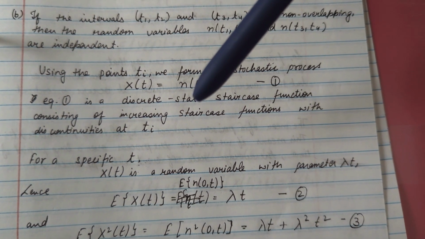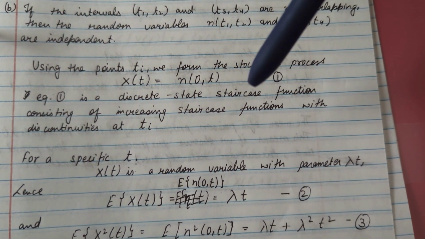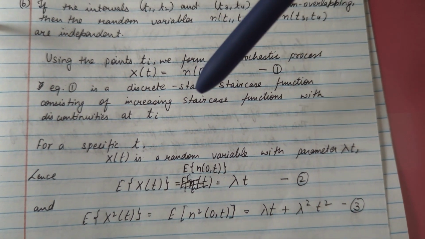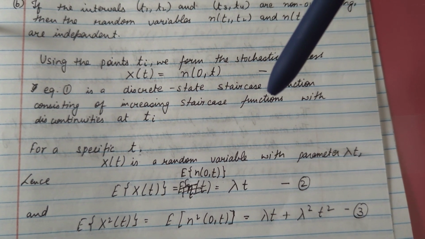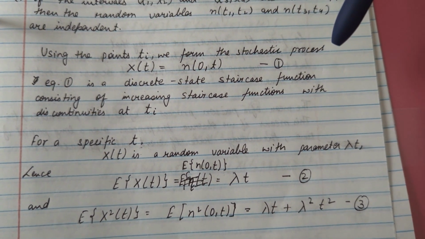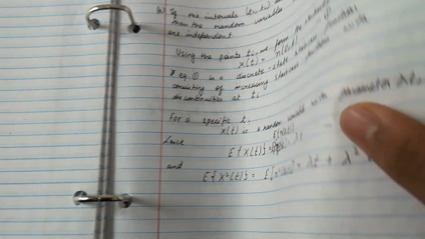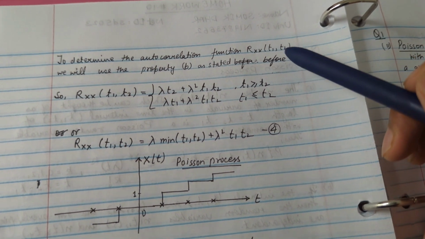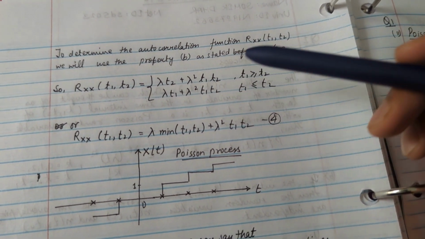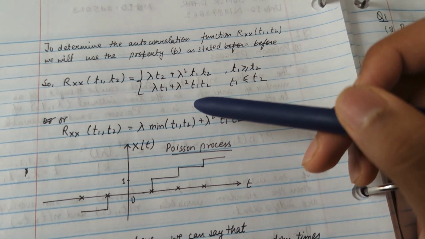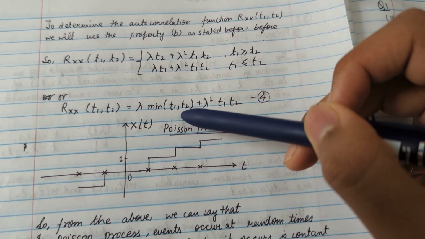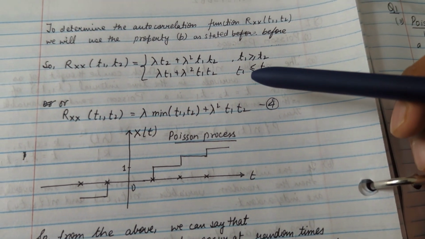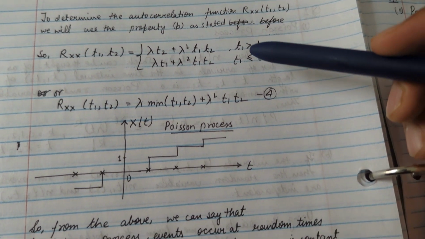So the expectation of x(t) can be written as the expectation of n(0, t), which is lambda t, and the expectation of x squared t is the expectation of n squared (0, t), which equals lambda t plus lambda squared t squared. Now to determine the correlation function Rxx(t1, t2), we will use property B as stated before. So Rxx(t1, t2) can be written as lambda times minimum of t1 and t2 plus lambda squared t1 t2, for both the cases where t1 is greater than or equal to t2 and t1 is less than or equal to t2.